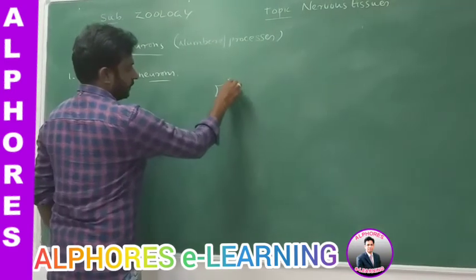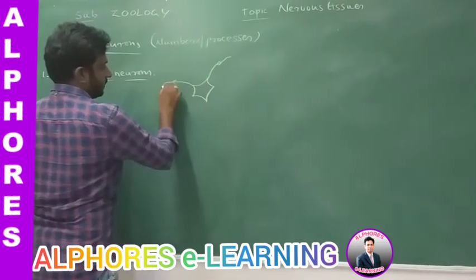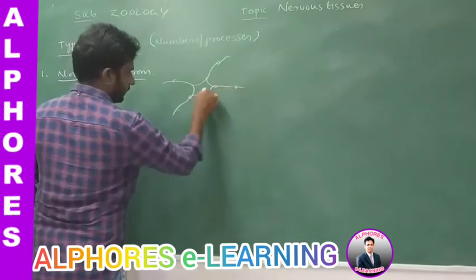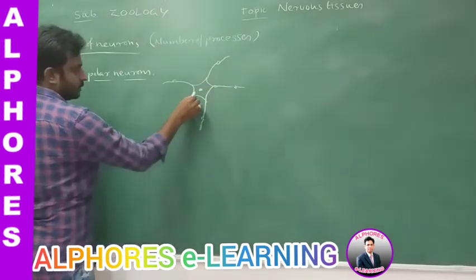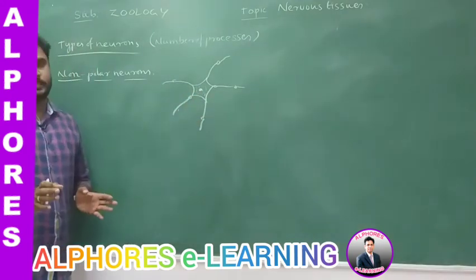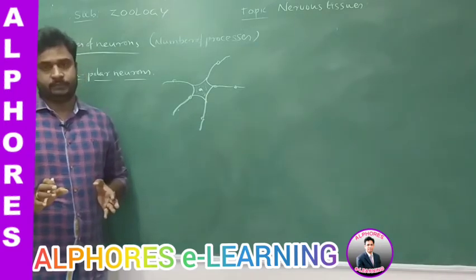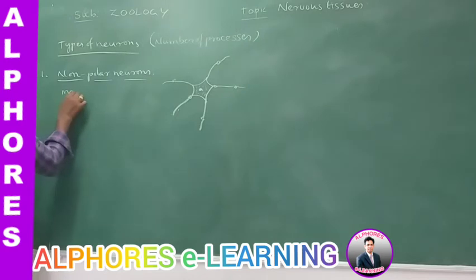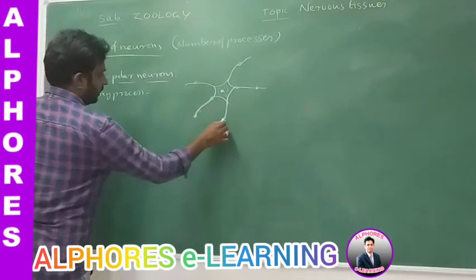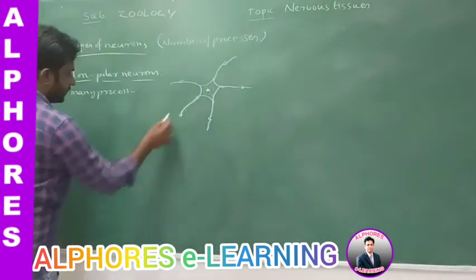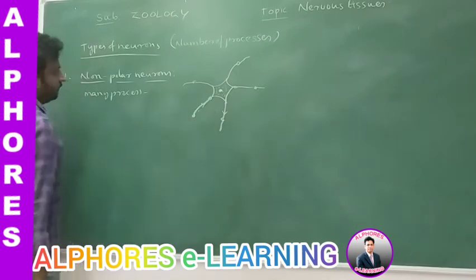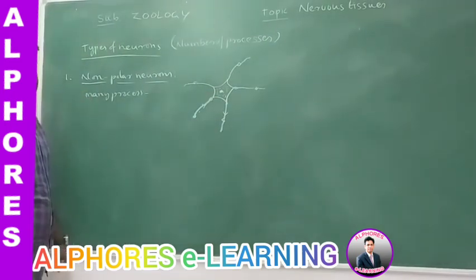This one is the cell body, having many processes. These processes conduct the impulses towards the cell body and also conduct the impulses away from the cell body. There is no differentiation between the axon and dendrites. Many processes are present, but no differentiation between axons and dendrites. Neurons whose processes conduct impulses both towards and away from the cell body are called non-polar neurons.